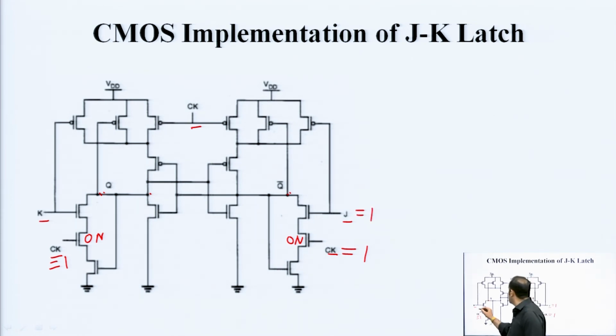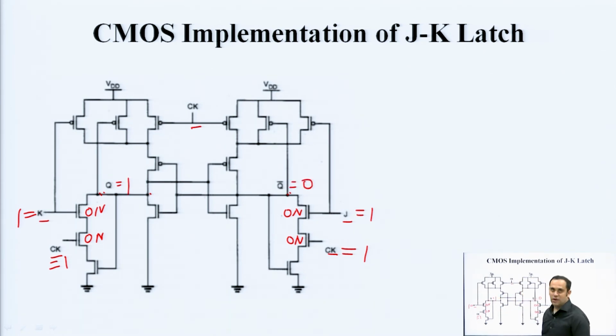Suppose J is also equal to 1 and K is also equal to 1. So, this NMOS is on, this NMOS is on. Suppose Q was initially 1 and Q bar was 0, they are complementary to each other. In this case, Q has a path to discharge here. This being 1, this PMOS is off, this being 1, this PMOS is off. This Q now has a path to discharge. So, Q instead of 1 goes to 0.